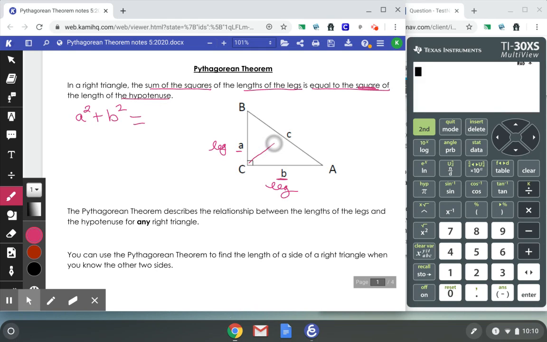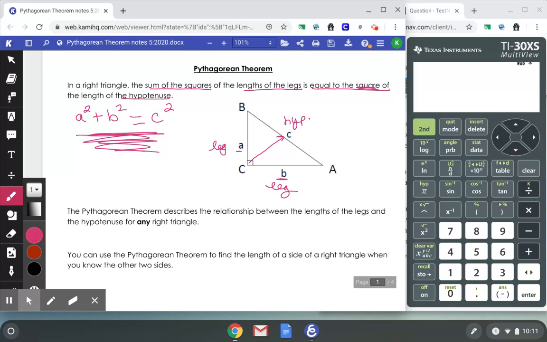And here's my 90-degree angle. So C is what we label the hypotenuse. Okay, so it equals the hypotenuse squared. This is your Pythagorean theorem formula. This is what you should memorize.